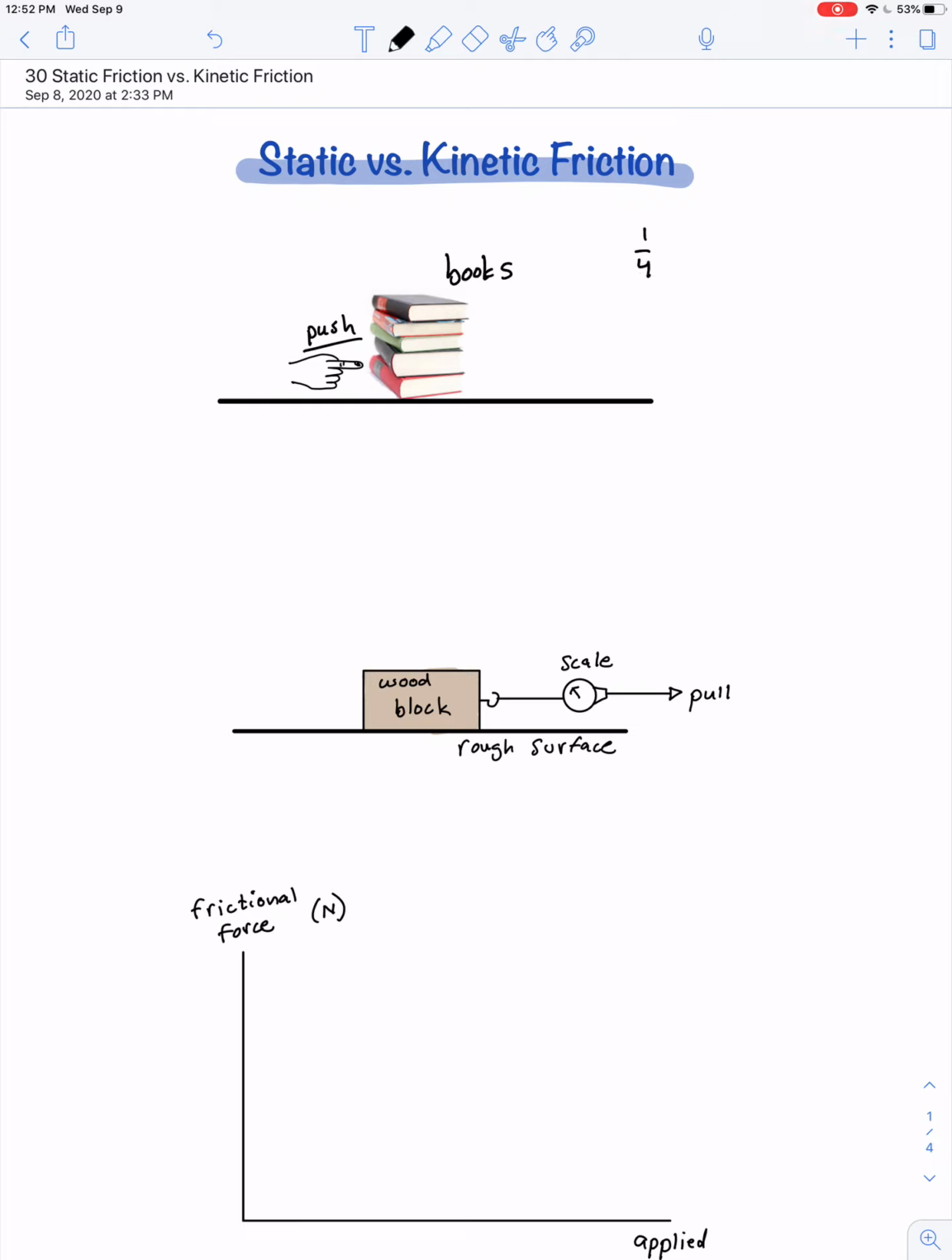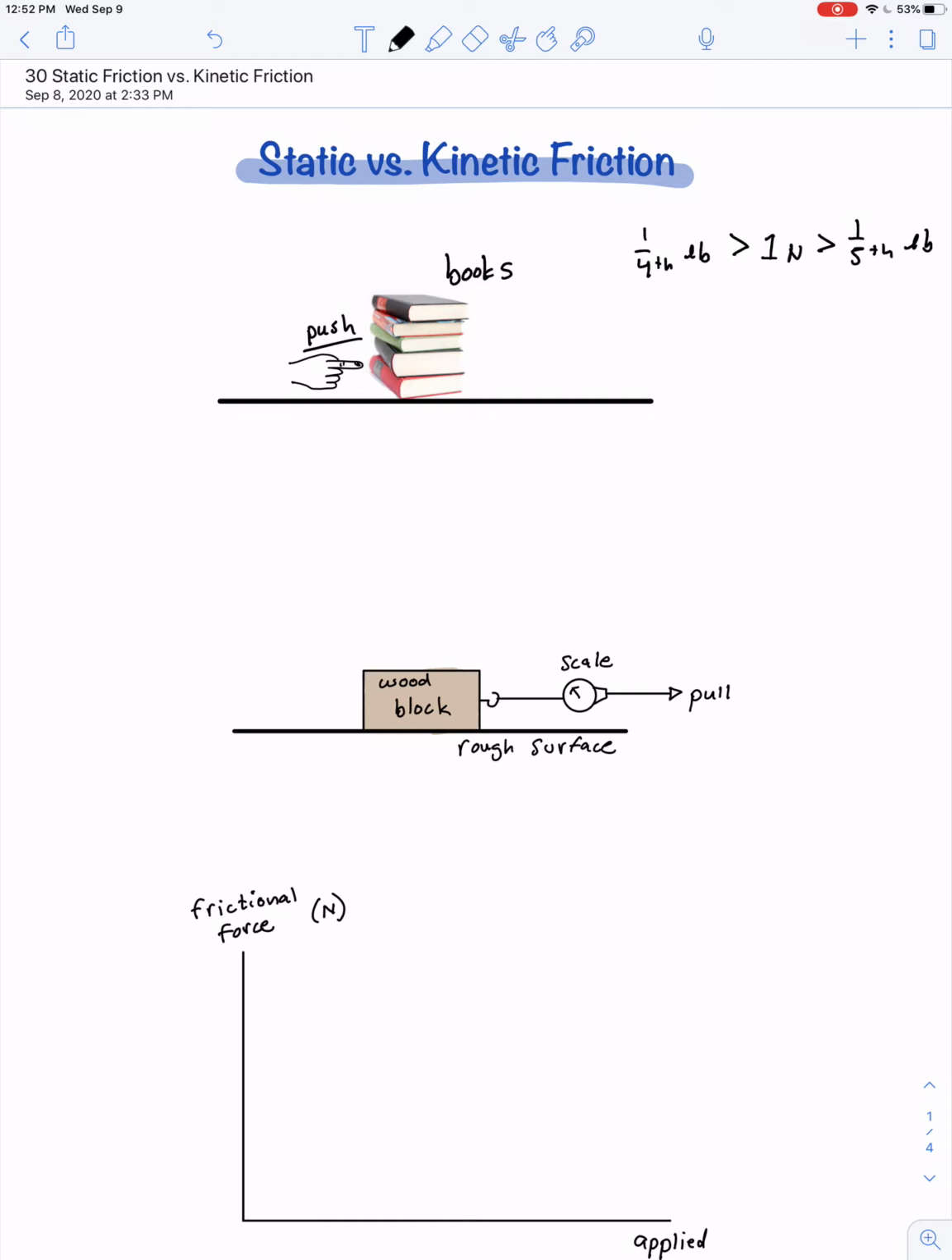A Newton is a little bit less than a quarter pound, but a little bit more than 1/5 of a pound. Somewhere in there, right? Somewhere just a little less than a quarter pound is a Newton of force. So push with 1 Newton of force against the stack of books and notice what happens. It probably stays at rest, right? It's probably in static equilibrium even as you're pushing it.